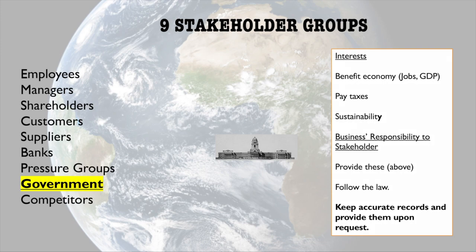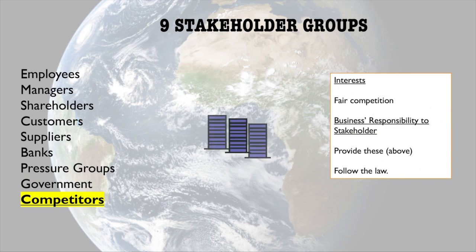The last one we have are competitors. Now, it may seem strange that competitors are on this. What responsibility do you really have to your competitors? And essentially, you need to follow the law. They're interested that you are competing fairly. If they are following the law and you're not, that's not going to be good for them. So if you're a business and you are following the law, you expect other people to do the same.